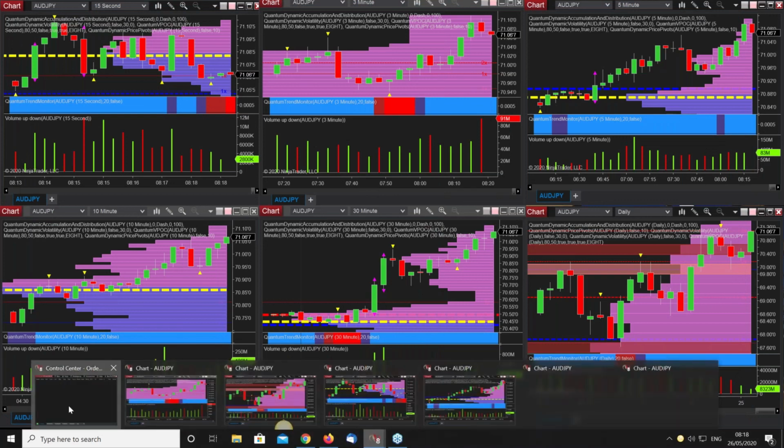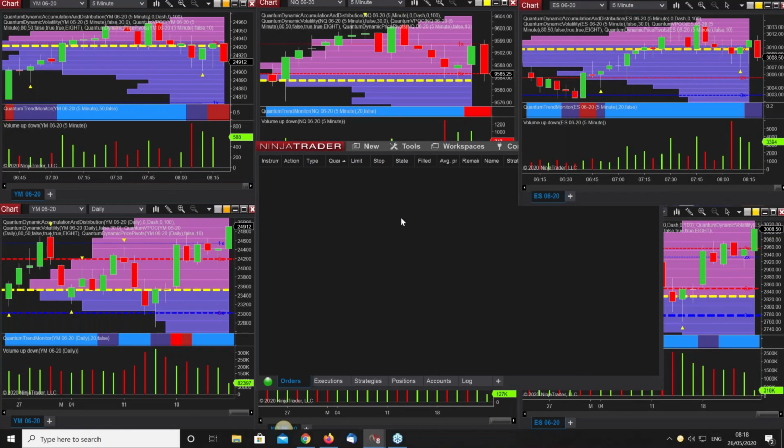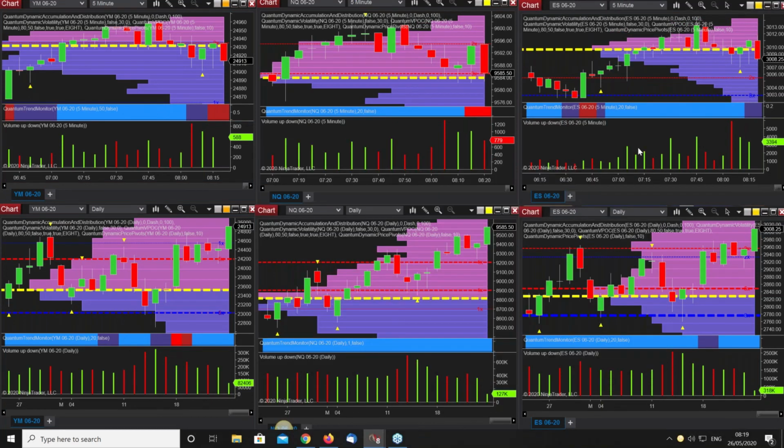Just head back onto the indices to see where they're going. Okay, we're in a bit of congestion. They're not really following through at the moment. If we're trading Aussie yen long, we want to see, you know, a break away from these regions, good volume, support, and a move away from the volume point of control.